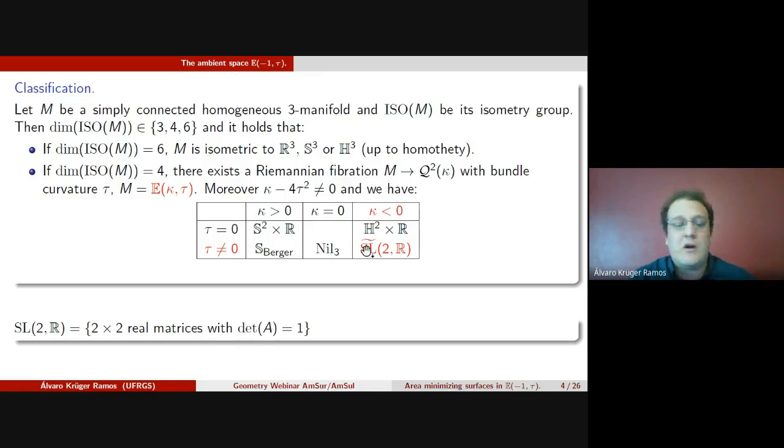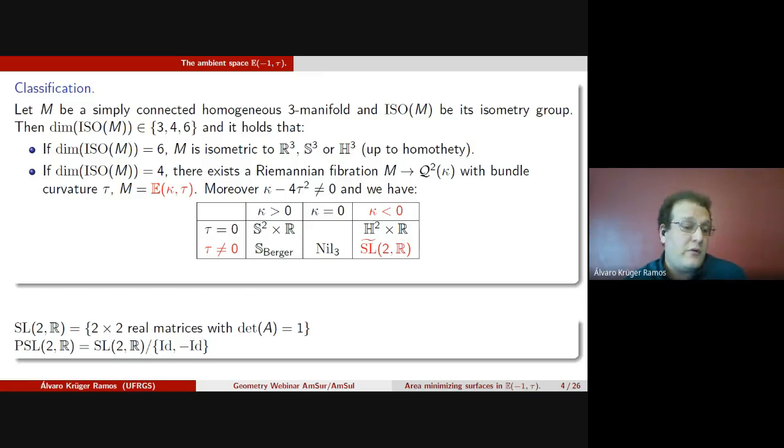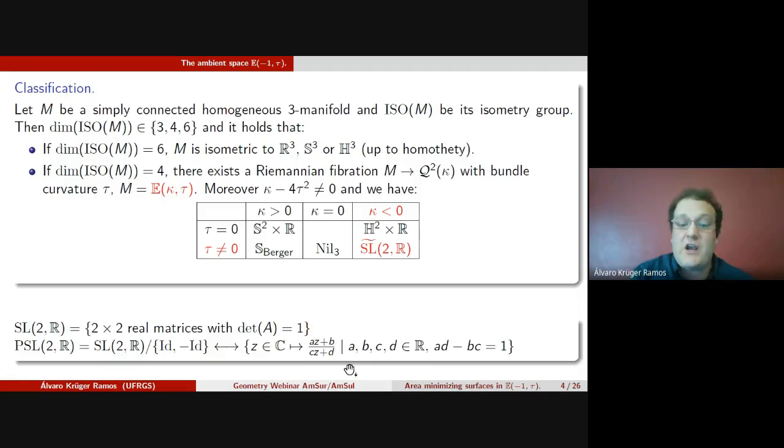First, SL2R, that's simple, is the group of 2x2 real matrices with determinant equal to 1. And you take the quotient of this group by the identity and minus identity, and you make it projective. So it's PSL2R. This group is interesting because it can be seen as the group of Möbius transformations where AD minus BC equals 1. And why do you have to take this quotient to see this identification? Because the Möbius transformation (AZ plus B) divided by (CZ plus D) is the same as (minus AZ minus B) divided by (minus CZ minus D). So they are the same transformation.